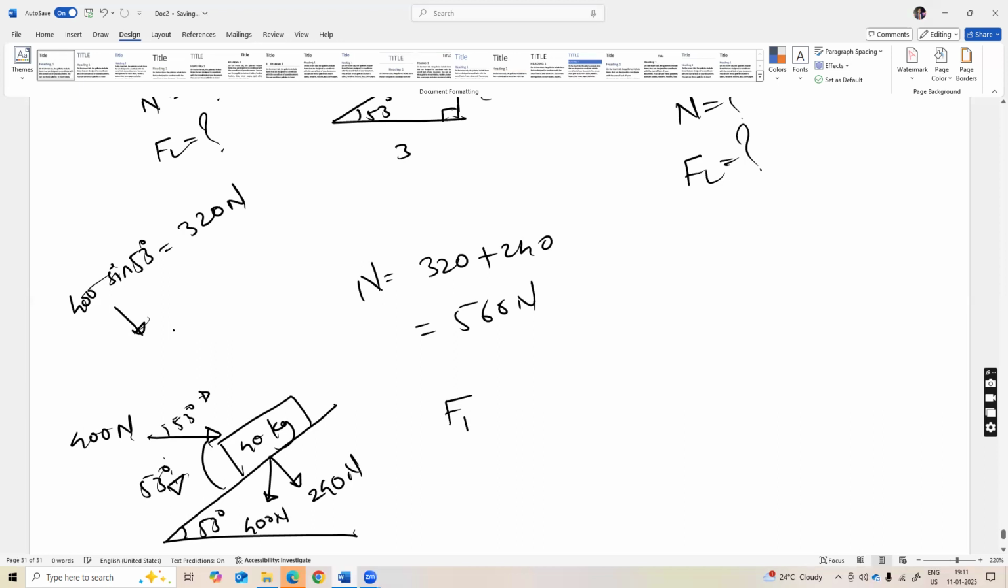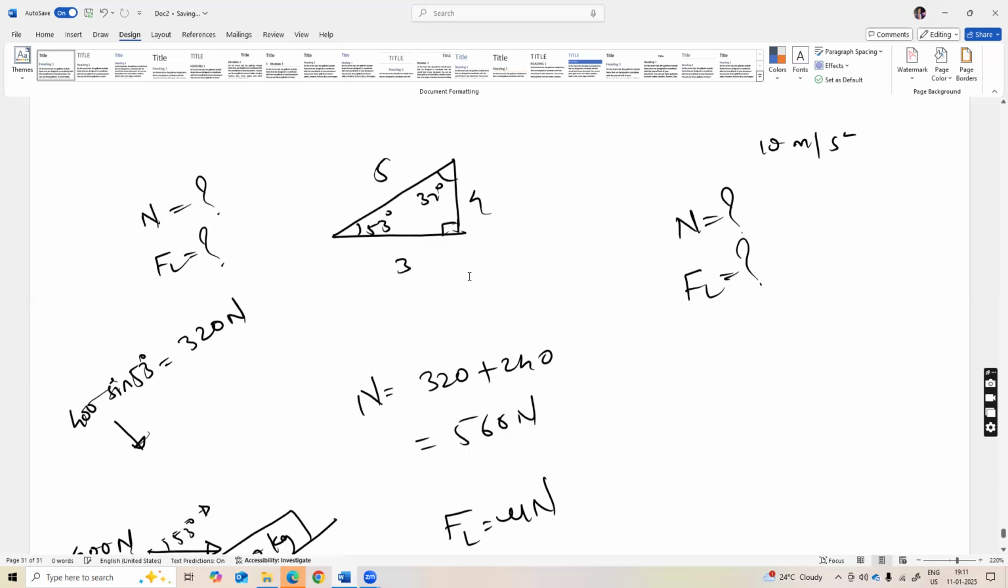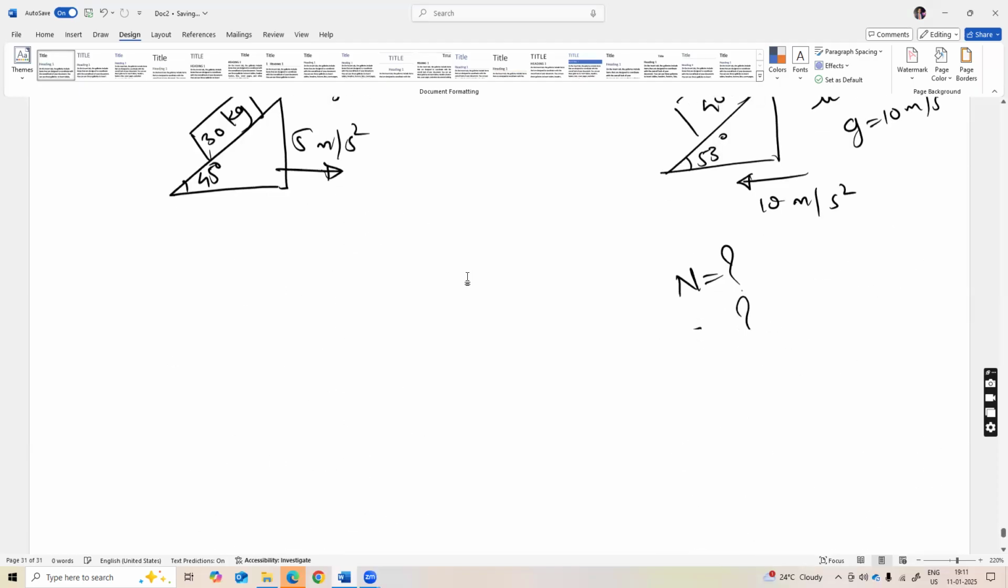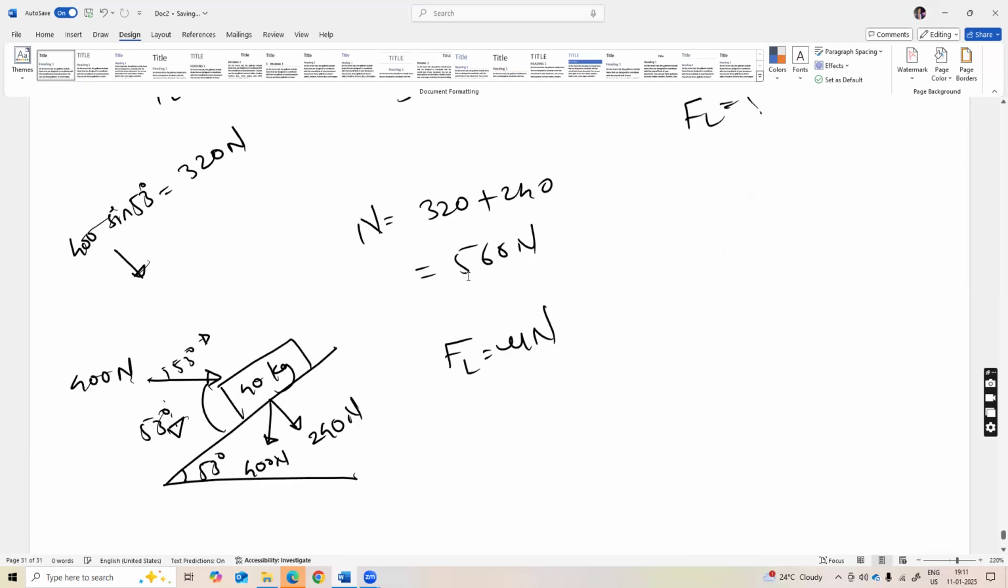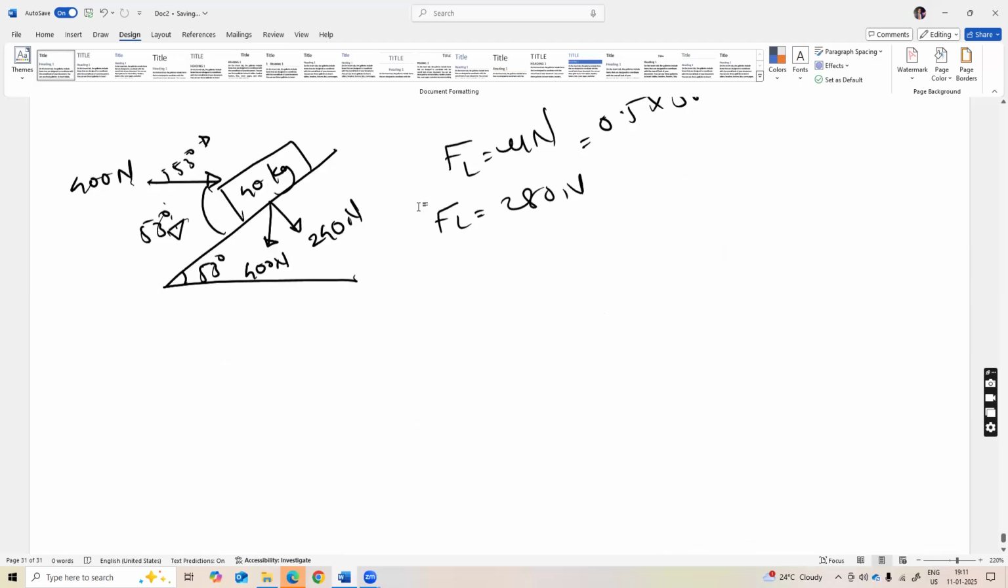And FL will be equal to mu into N. So mu is given as 0.5. So therefore, if mu is 0.5, FL will be equal to 280 Newton. 0.5 into 560. You got this or still have confusion? I got it. Yes. Okay.